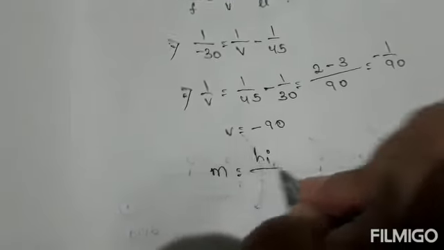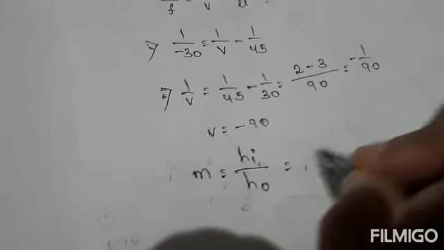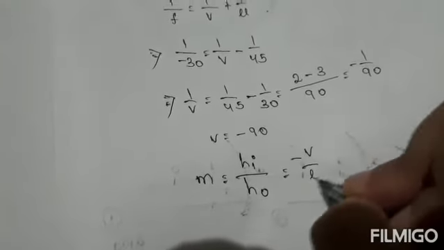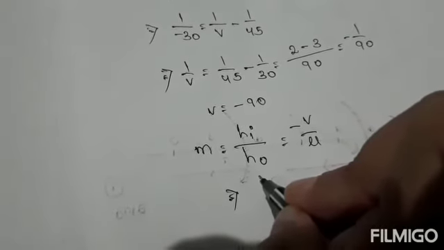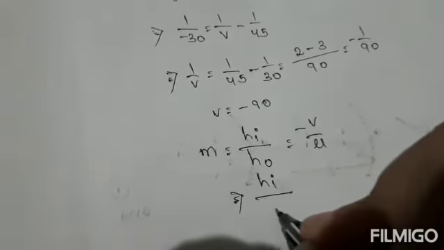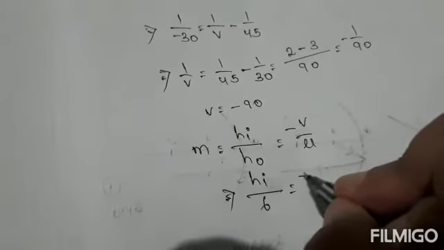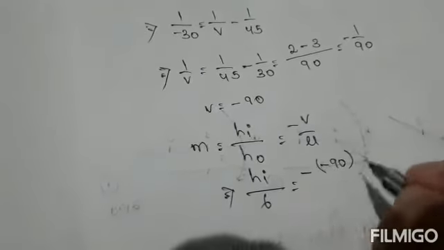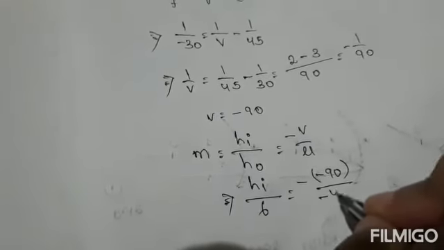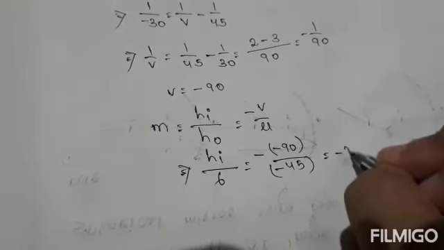And also we know that magnification equal to height of the image divided by height of the object, also equal to minus v by u. So height of the object is 6 cm, equal to minus of minus 90 divided by u, also minus 45. So here minus minus cancel out, so equal to minus 2.